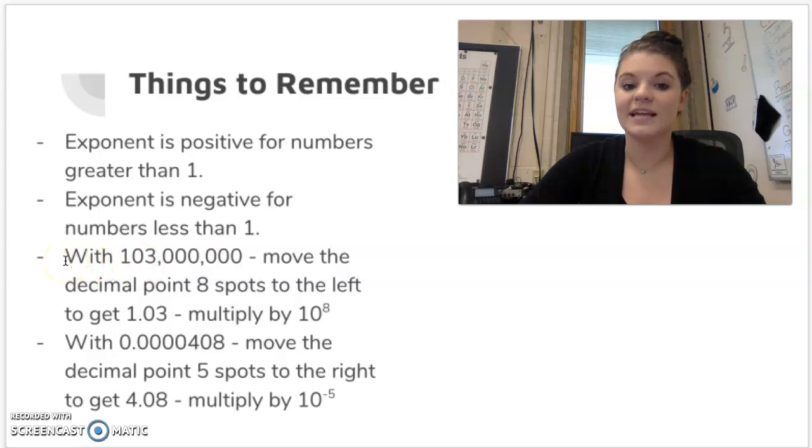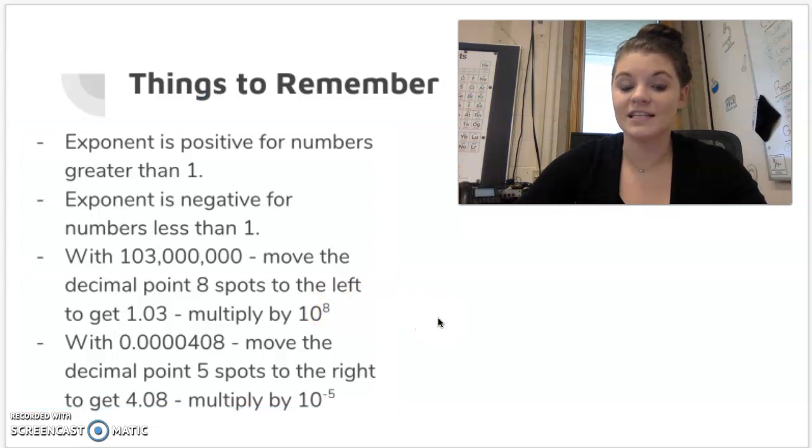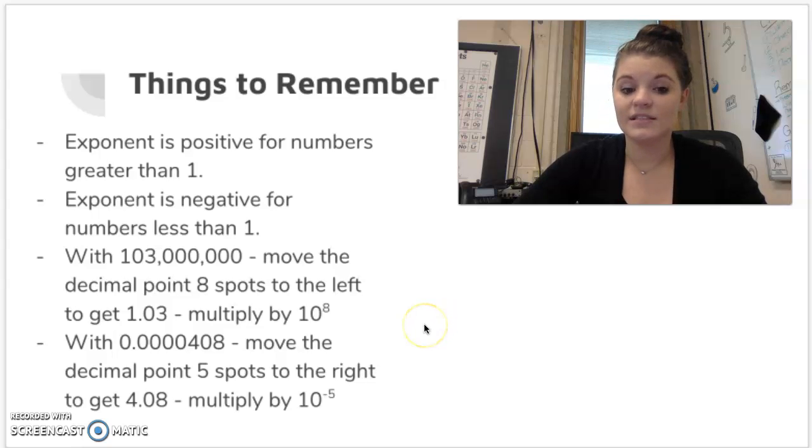Okay, so a couple more examples with 103 million. Move the decimal point 8 spots to the left to get 1.03, which is why it is 10 to the 8th. Okay, the number of decimal point spots that we are moving is the exponent. Okay, so with 0.0000408, we move the decimal point 5 spots to the right this way to get 4.08. So you multiply that by 10 to the negative 5th, and that is how you get negative 5 as the exponent.